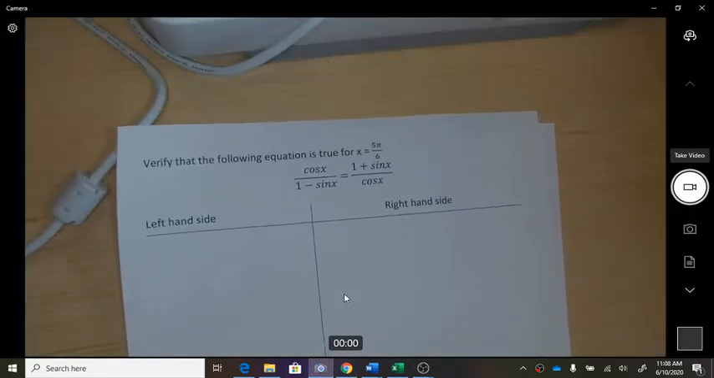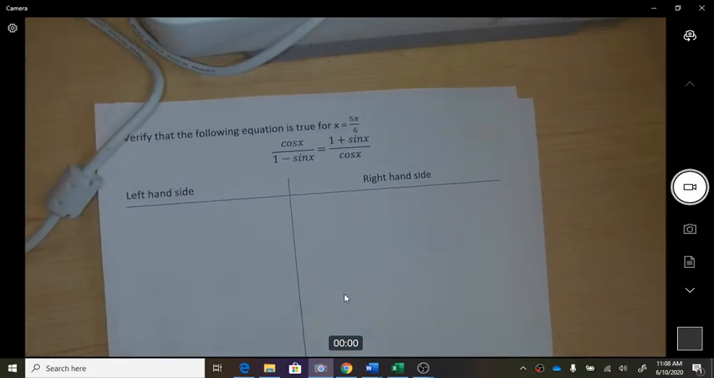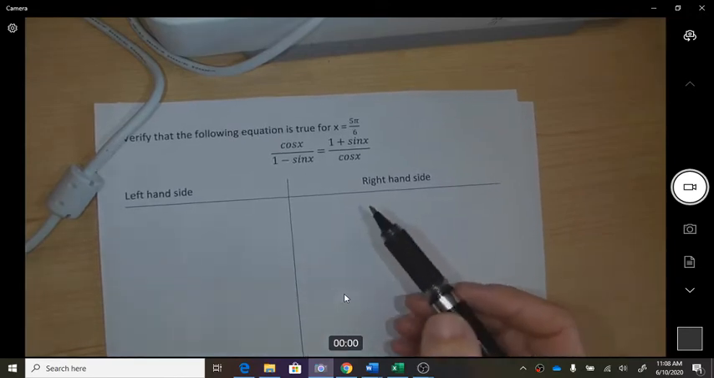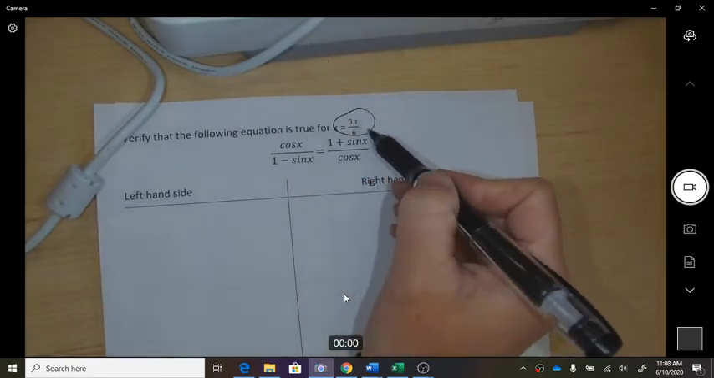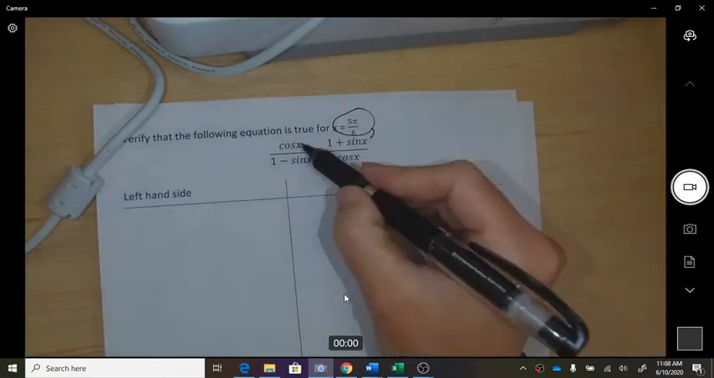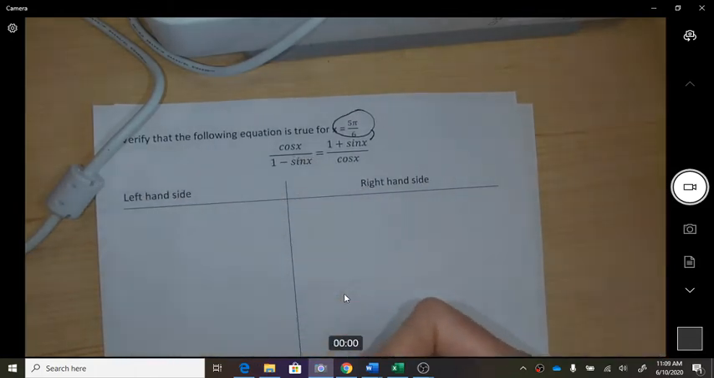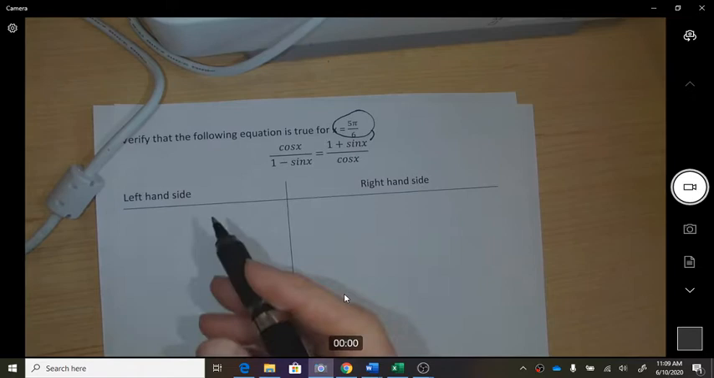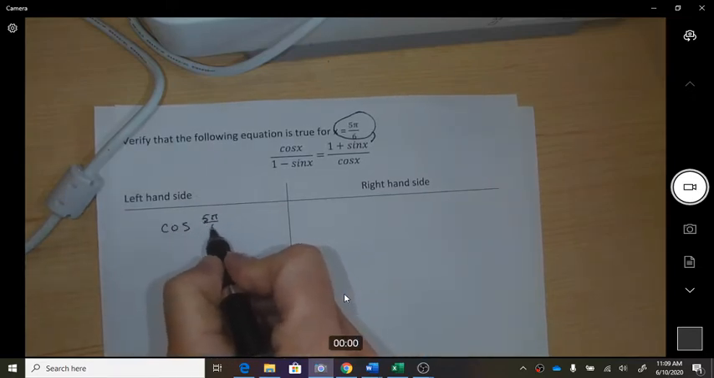Okay, trig identities, solving equations and verifying values in equations. So verify that this equation is true for this value of x. So all we're going to do is plug this value in to the x location, and it's to verify that it's true. So when we're working out, we need to have an equal on both sides. So I'm just going to plug it in. That's the first step.